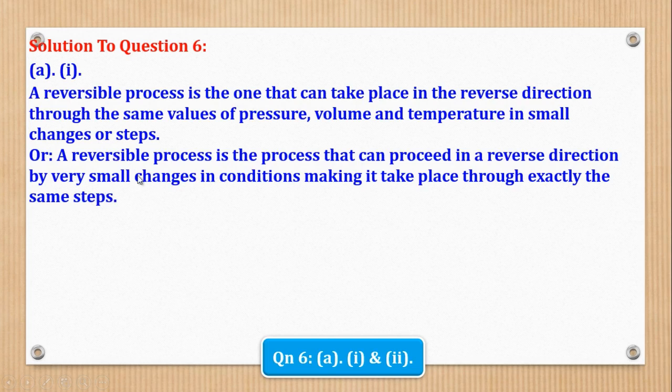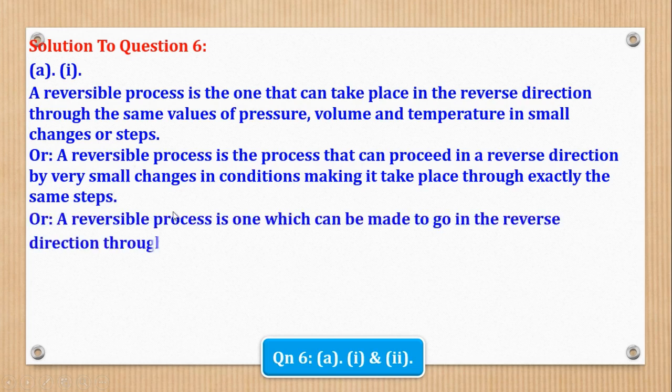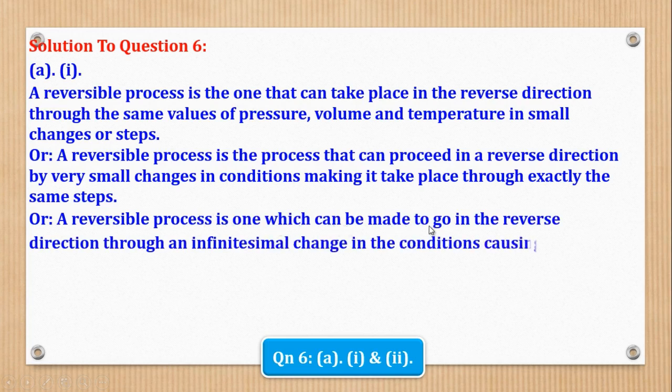So it is the wording which differs. You can also say that a reversible process is one which can be made to go in the reverse direction through an infinitesimal change in the conditions causing it. So any of the 3 is okay. Now let's go to Roman 2.